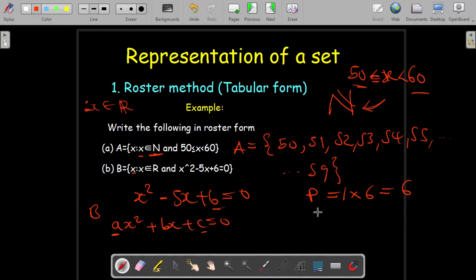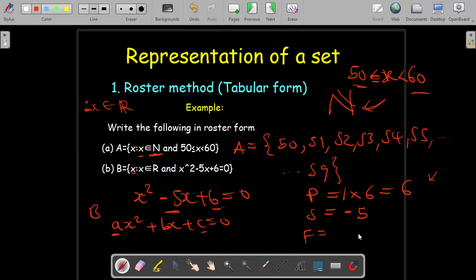Then I get the middle part, which is my sum, this negative 5 here. The sum is always just b, which is negative 5 in this case. Then I can look for my factors. What are the factors that we have? We're looking for two numbers that when we multiply, we get positive 6, but when we add, we get negative 5. What are those two numbers?